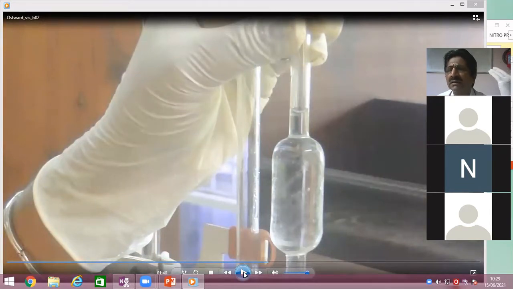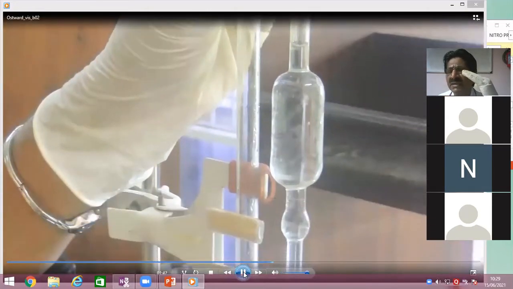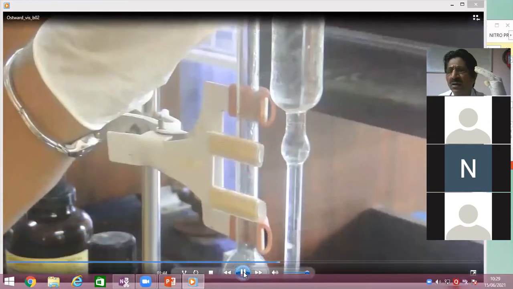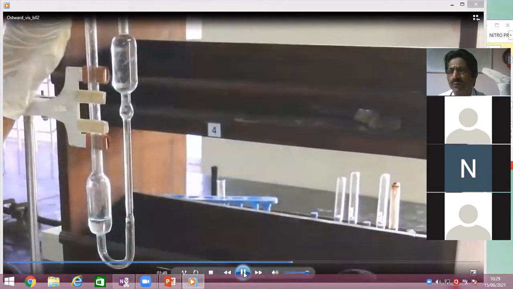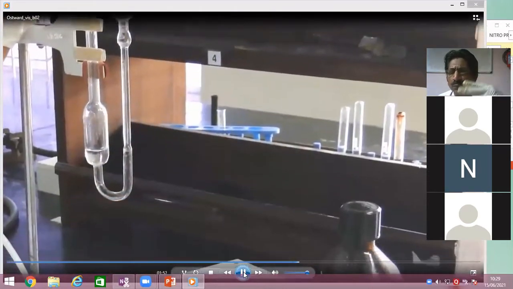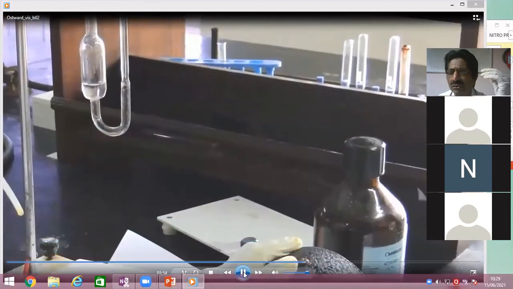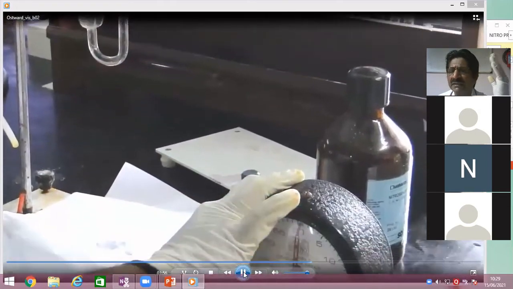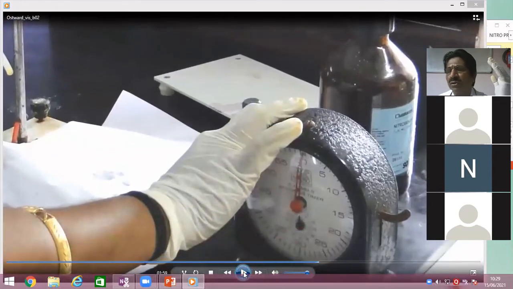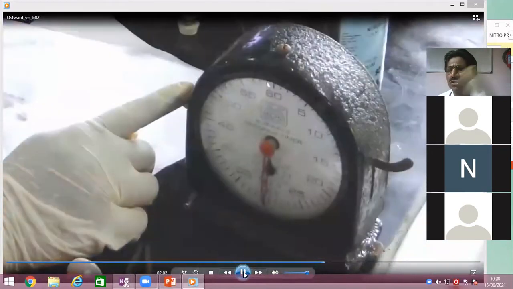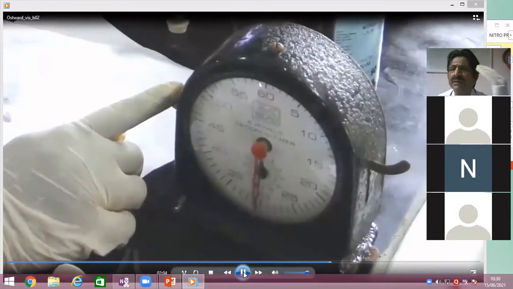As the meniscus touches the upper mark, we have to start the stopwatch. We keep the stopwatch along with this. Immediately as the meniscus touches the upper mark, we start the stopwatch, and when the meniscus touches the lower mark, we have to stop the stopwatch.